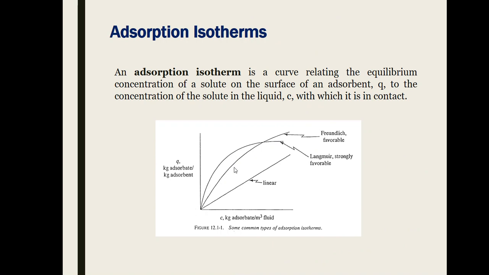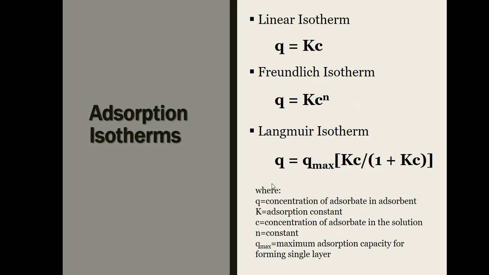Okay? And the last, of course, is the Langmuir, which is the one that is strongly favored. Why? Because it's the one that is accurately getting the values. So here, the Langmuir isotherm gives the relationship between the K, the C, the Q, and the Q max. So you have 4 things that could be seen in this equation.